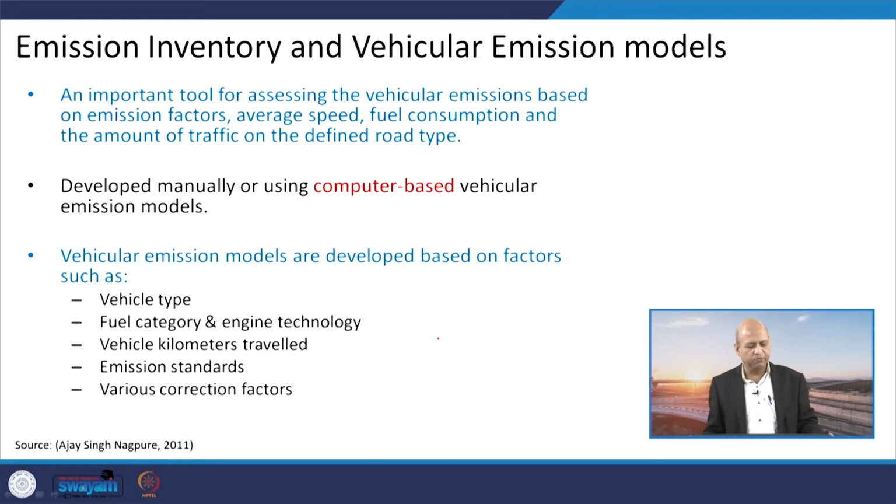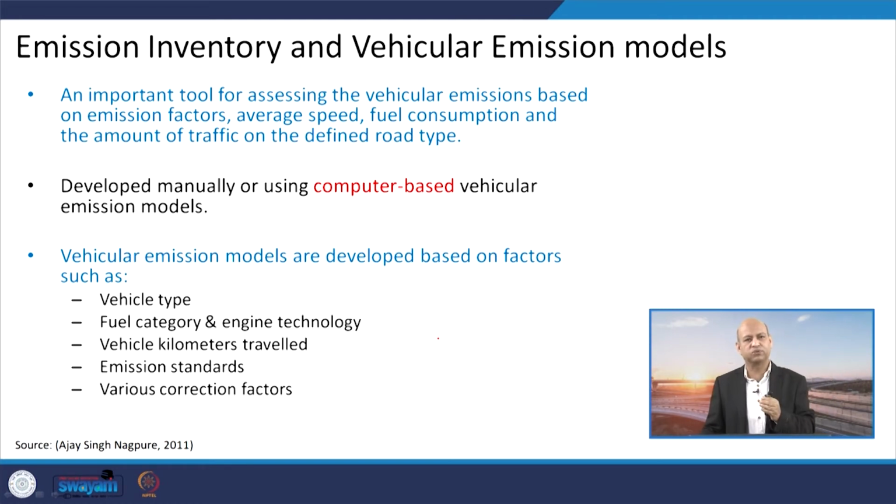And when we develop emission inventory based on vehicular emission models, they are mainly based on emission factors. Emission factors are certain kinds of emissions per unit kilometer driven, or per mass unit of fuel burnt. There are also other factors or variables like vehicle type. Two-wheeler emission will be different from four-wheelers. Within four-wheelers, light commercial vehicles or heavy duty vehicles will have different emissions.